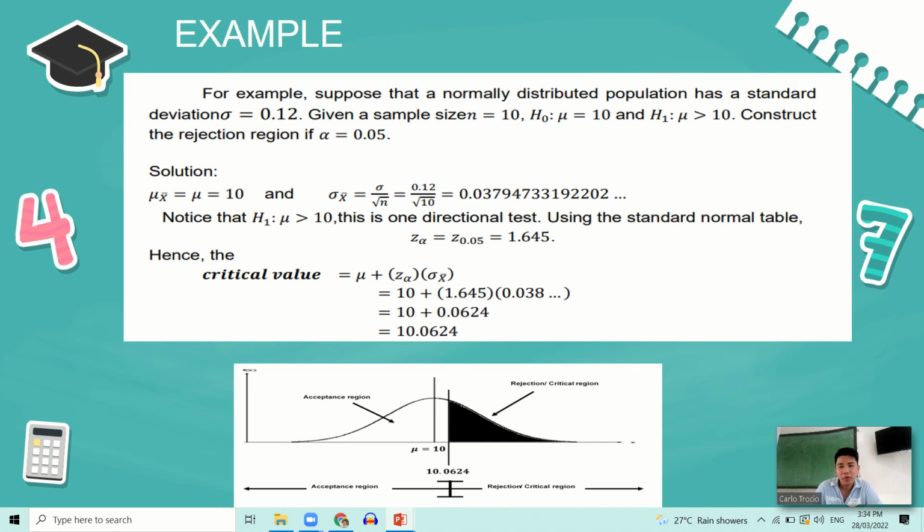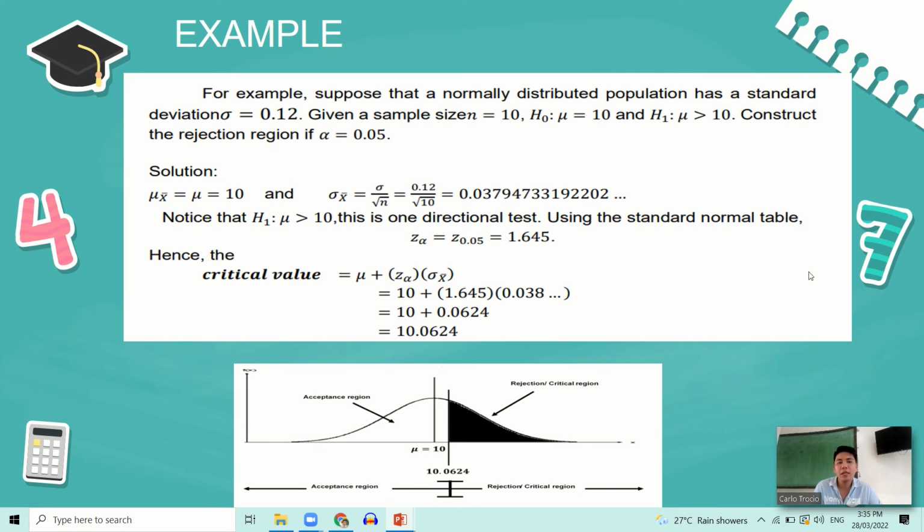We're going to find first the critical value. So I use this formula: the standard error is equal to the standard deviation over the square root of the sample size, which is 0.12 over the square root of 10. Use a calculator, and then you will have 0.03793 or 0.038. And the next is, notice that the alternative hypothesis suggests that the mean is greater than 10. This is a one-directional test, greater than, therefore the right side; less than is the left side.